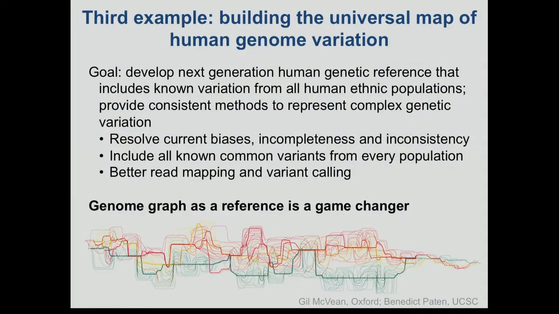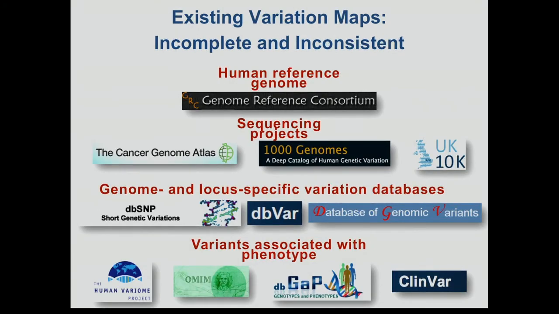So it should include all common variants down to a certain level of frequency, say 1%, that occur in any of the ethnic groups that represent our human population. And we'll think of it as a graph. We can illustrate that in a minute.